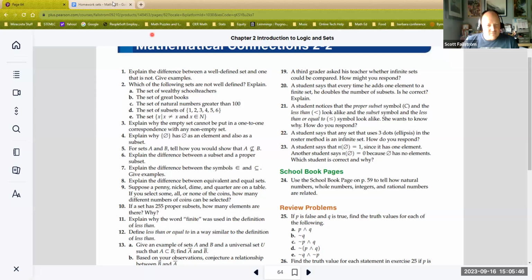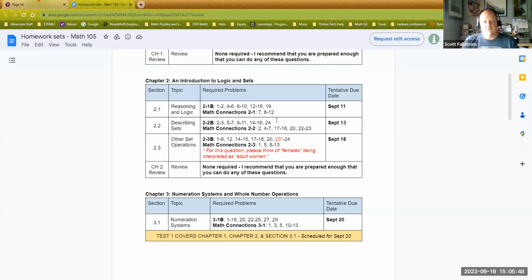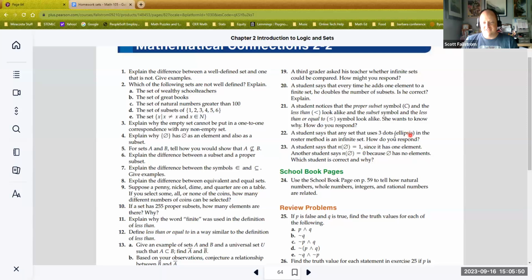Okay. What else? 22, I think was one of them. Was it 22? 22 and 23. Okay, so 22. If you use dots in the roster method, that it's an infinite set. If you ended with dots, maybe, like 3, 4, 5, dot, dot, dot, and nothing else.